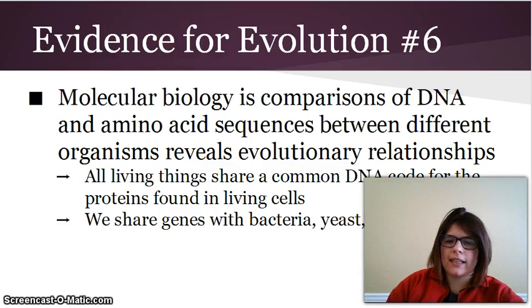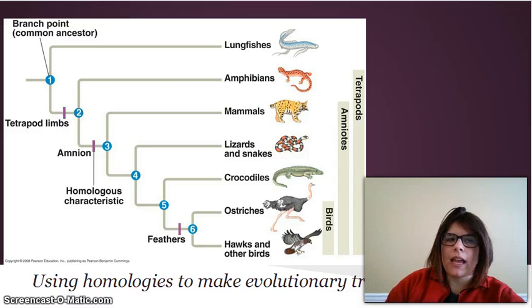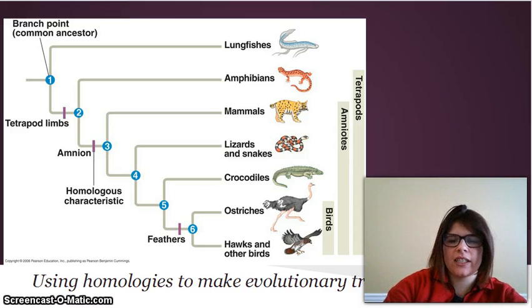So all living things share a common DNA code for proteins found in living cells. So you share genetics with bacteria, yeast, and even fruit flies. But when we look at this, we look at an evolutionary tree, and we're going to take into account all 6 of those different evidences for evolution.